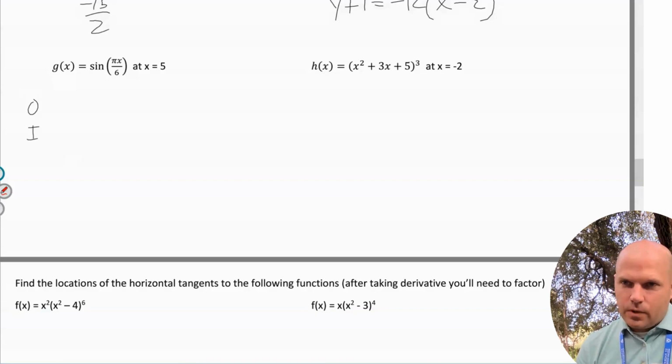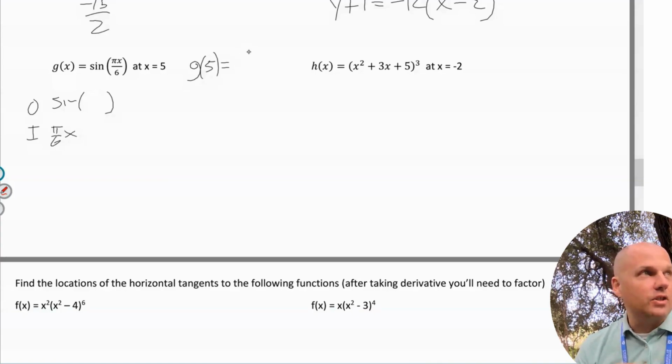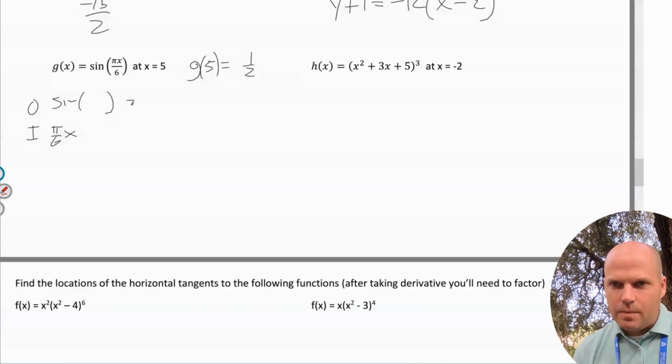Okay. O is sine. I is pi over 6x. I'm writing it like that. I also need the y value. Might as well find the y value. The sine of 5 pi over 6 is a half. Boom, there's an x, there's a y. Let's find the m.